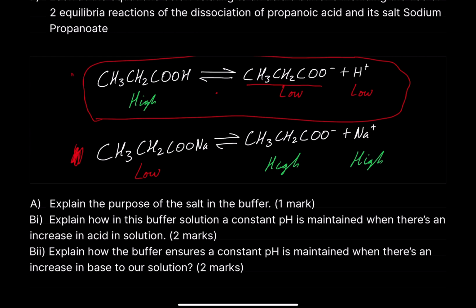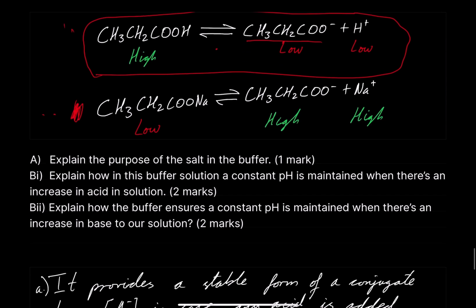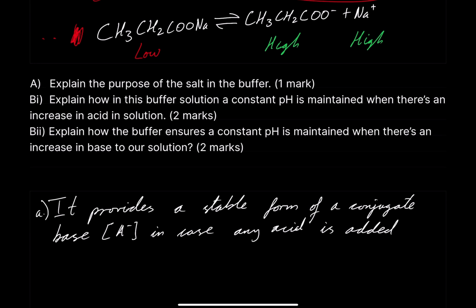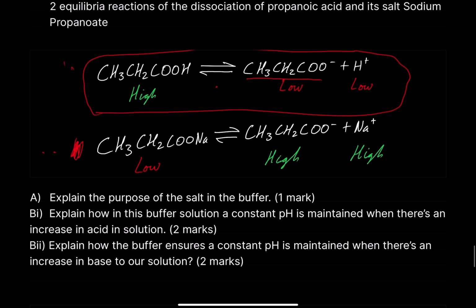But by the way, both equations are happening in the exact same solution. So we have a high concentration of propanoate ions dissociated from this reaction. Therefore, we have a high concentration of propanoate ions in our solution in case of an increase in acid in our solution, right? And that's all it represents. It just provides a stable concentration of conjugate base in case any acid is added. Hopefully that made sense. Right, so I'm going to cancel all of this now.